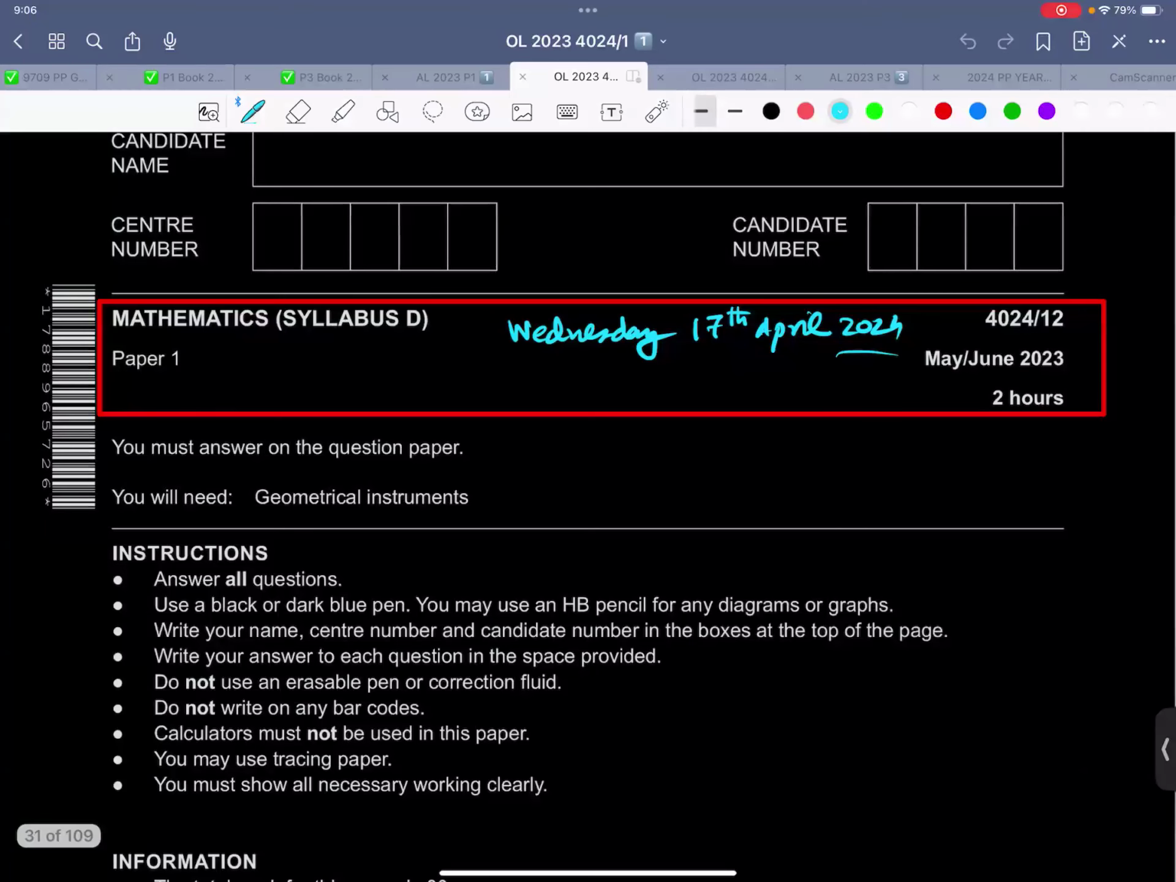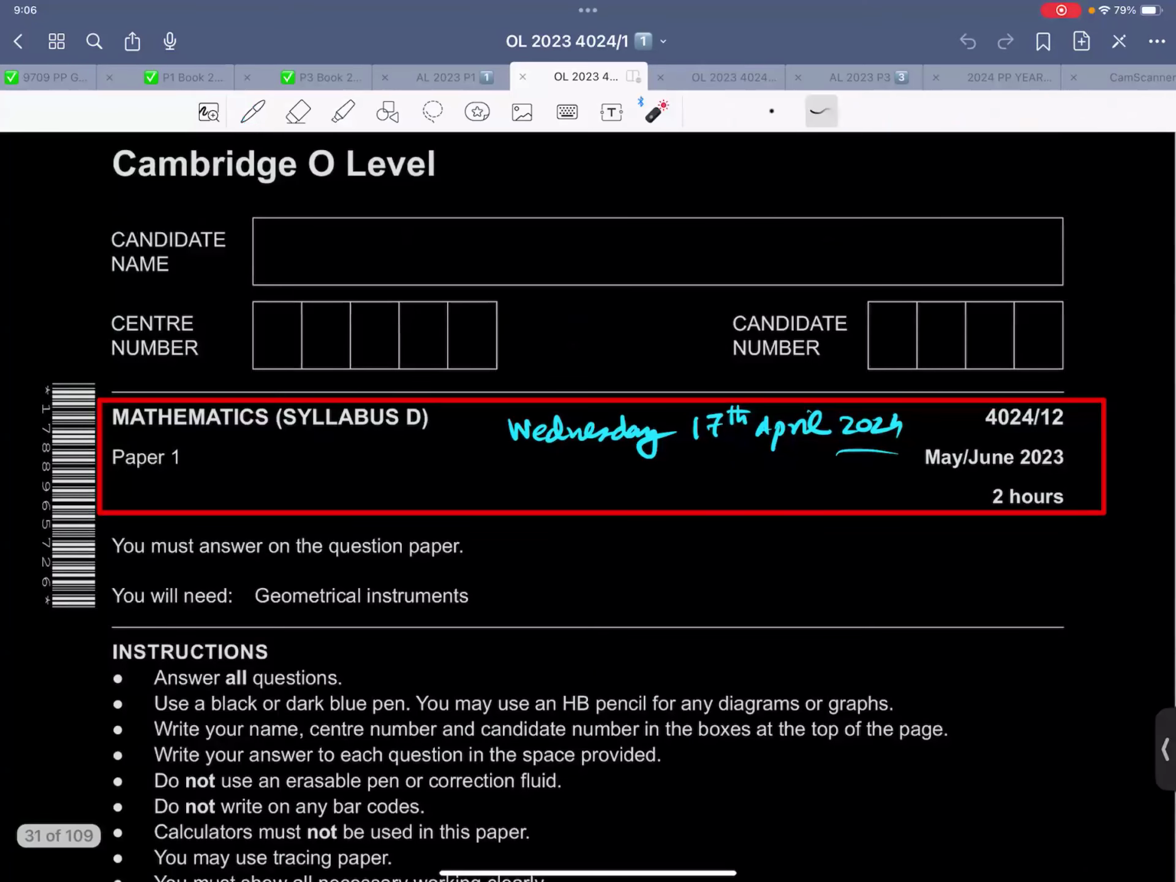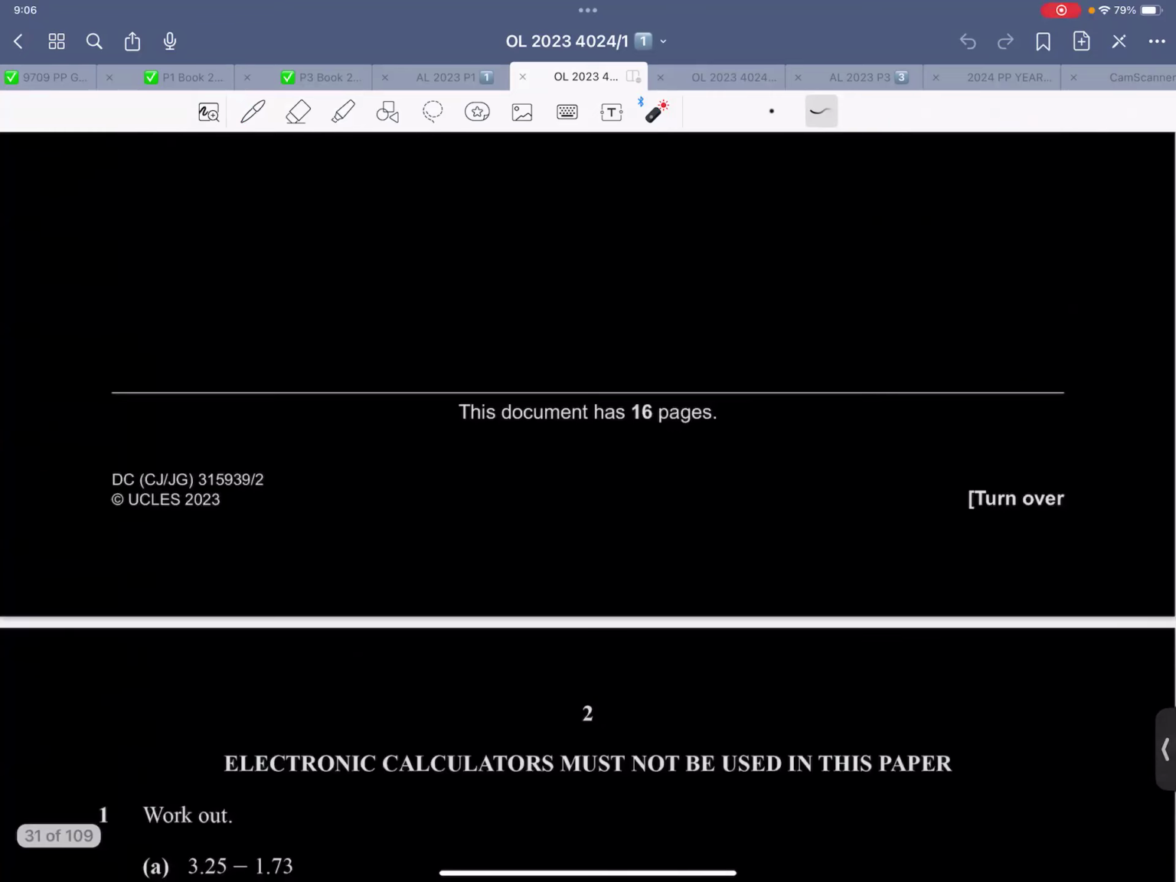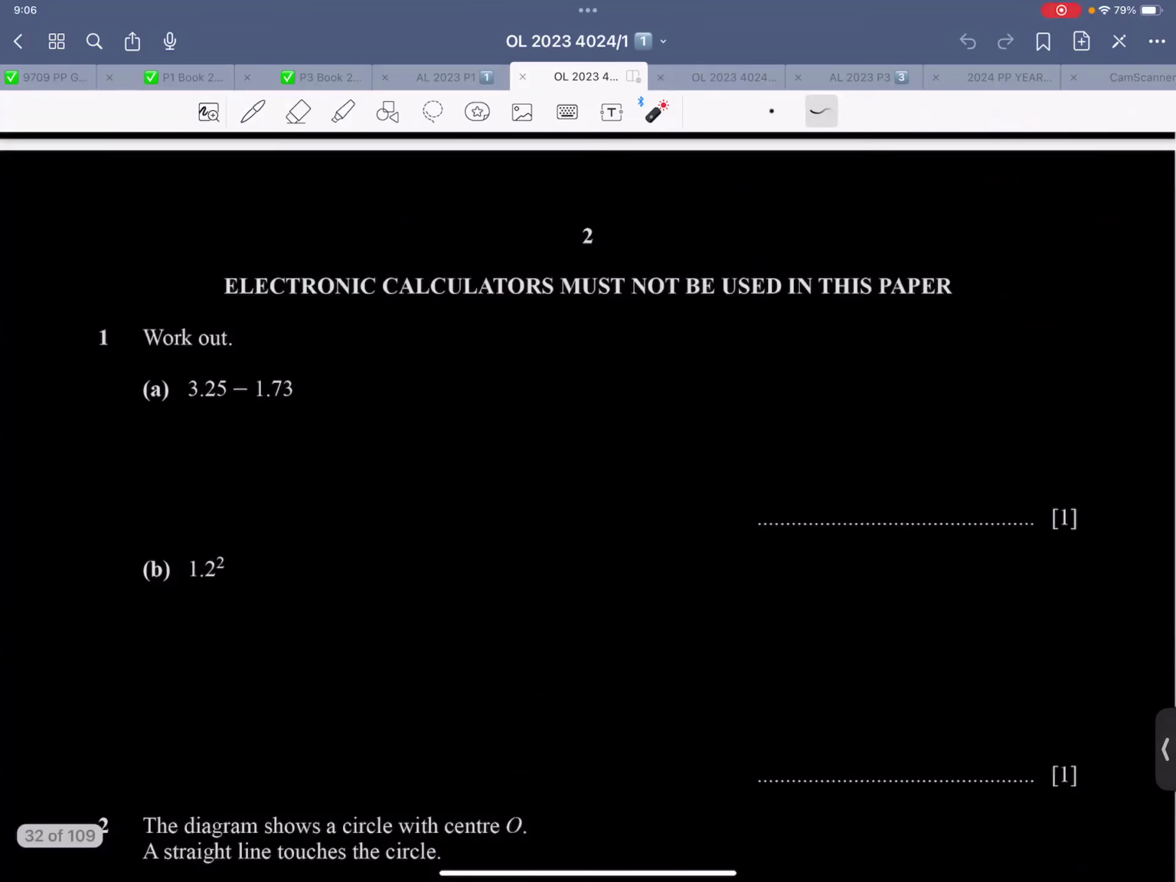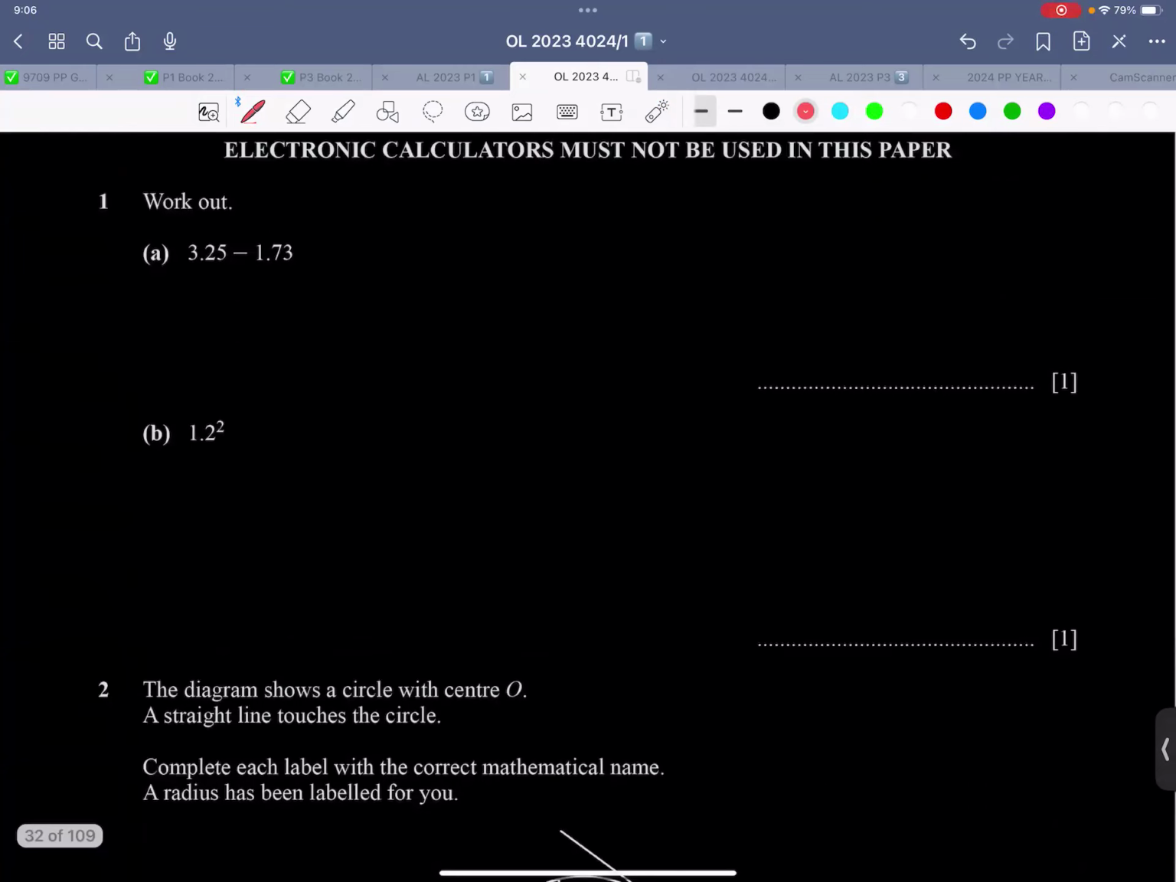Let's start with this paper, O-level math, paper 1. This is June 2023, and this is the second variant, which is 1-2. Now we are starting at 9:06, and let's keep track of the time. So now the question says, work out 3.25 minus 1.73.